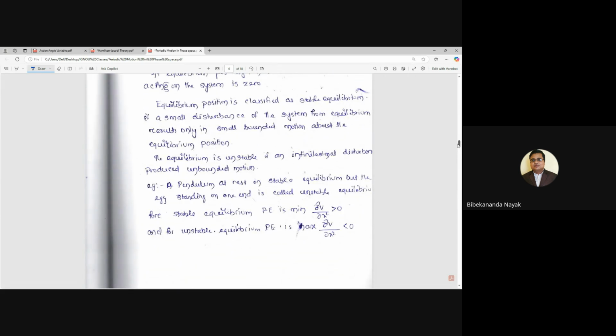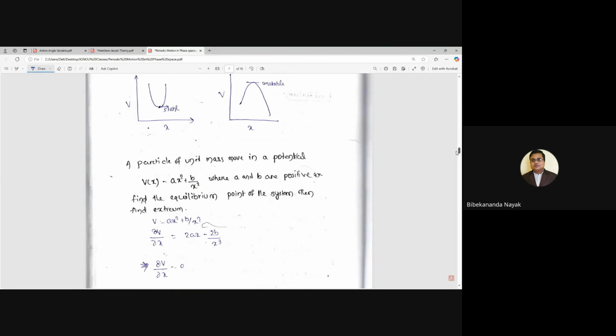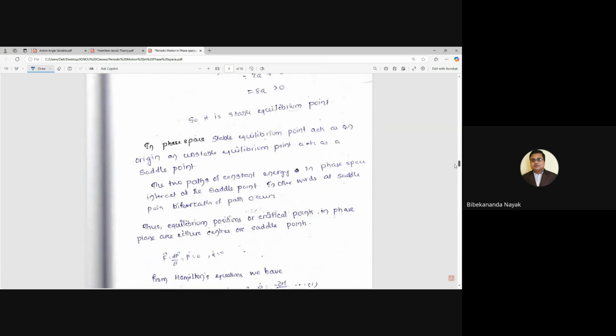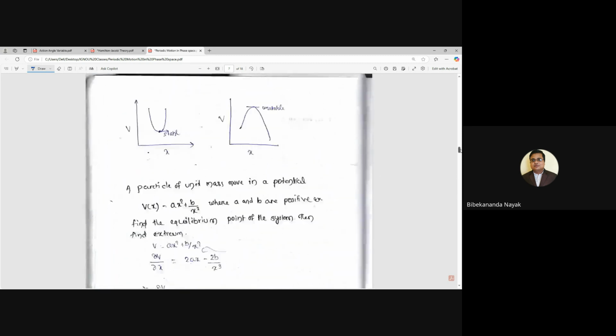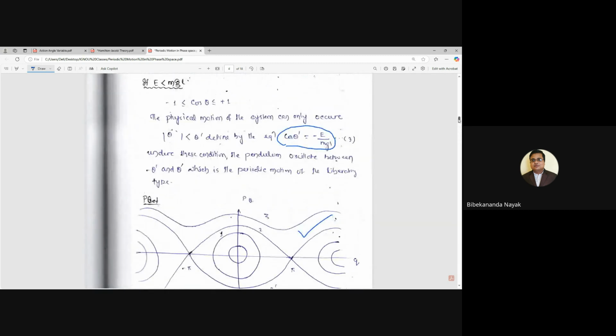So, stable equilibrium and unstable equilibrium. We already did this problem. In phase space, it is very, very important: a stable equilibrium point acts as an origin, and an unstable equilibrium point acts as a saddle point. Saddle point means where bifurcation occurs. The two paths of constant energy in phase space intersect at the saddle point. In other words, at the saddle point, bifurcation of the path occurs.